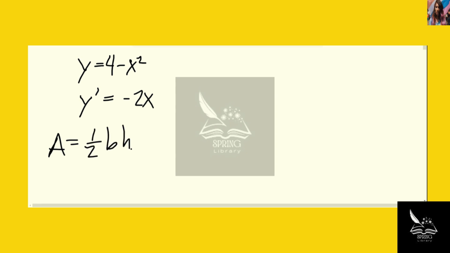Well, first of all, we have our parabola y equals 4 minus x squared, and the derivative is the slope of the tangent line to y at x. So y prime is negative 2x. This is our slope at x. Now the area of our triangle A is going to be 1/2 times the base B times the height, where the base B is the distance from the origin to the x-intercept, and the height is the distance from the origin to the y-intercept.